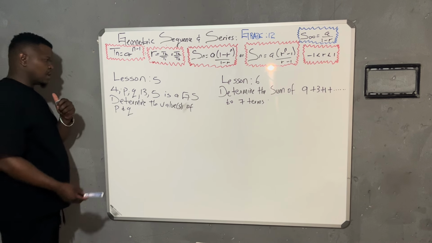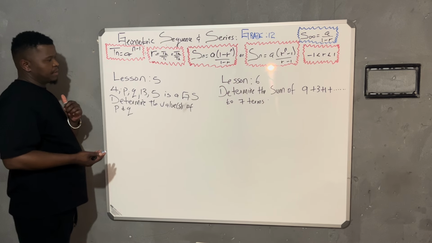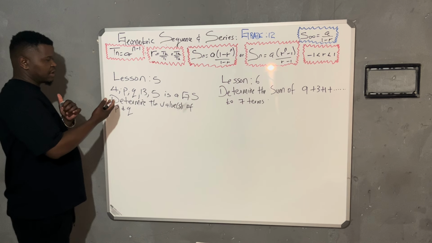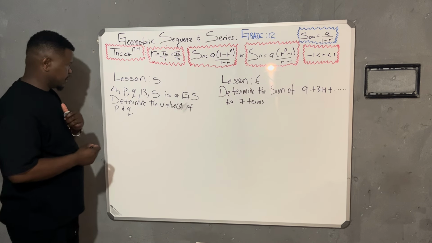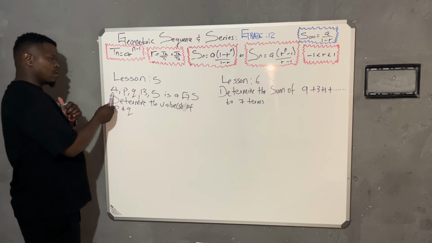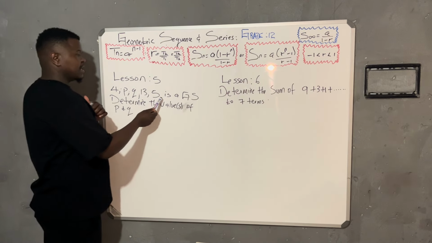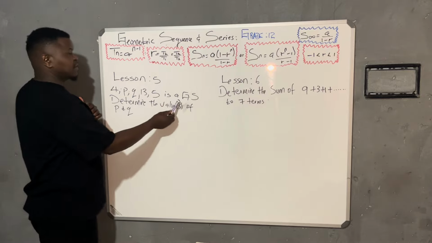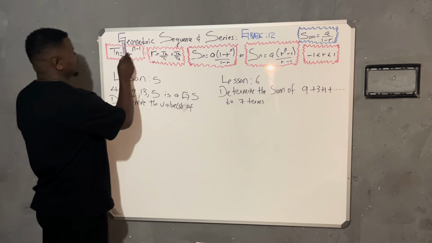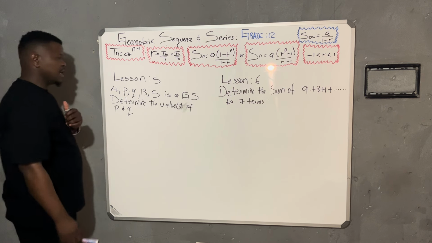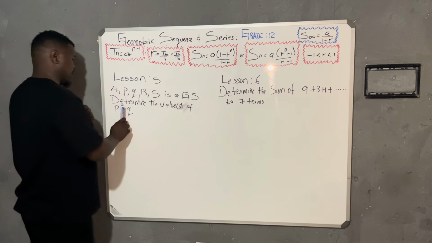In this case, you are given a sequence that consists of variables and numbers at the same time. Variables, as you can see here, they used P and Q. They can still use X and Y. So it is 4, P, Q, 13.5. And then they say this sequence is actually a geometric sequence. Again, GS, geometric sequence. Now, determine the value or the values of P and Q.